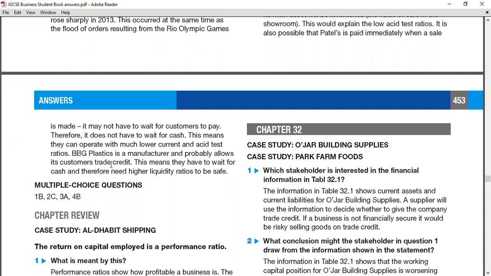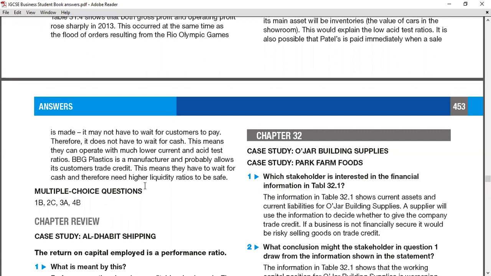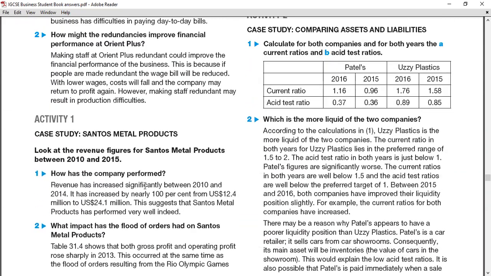But on the other hand, Uzi Plastic is a manufacturer and probably allows customers trade credit. Definitely, it's a fast-moving consumer good, so I have to give it on trade credit. So this means that they have to wait for cash. Therefore, they need higher liquidity ratios to be safe. Why would you want to keep more cash with you when you're allowing trade credit, like credit sales?